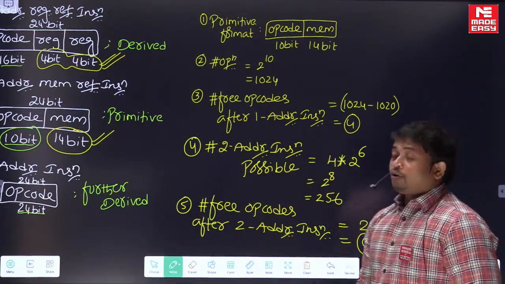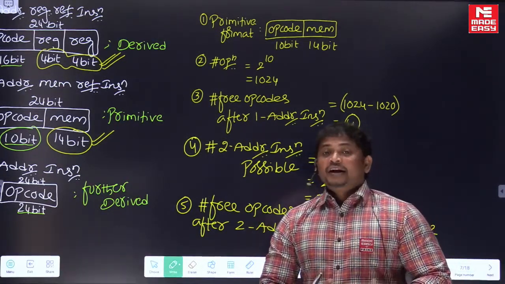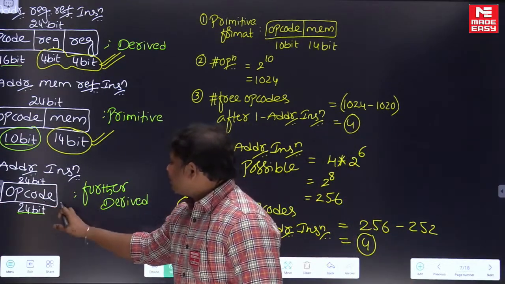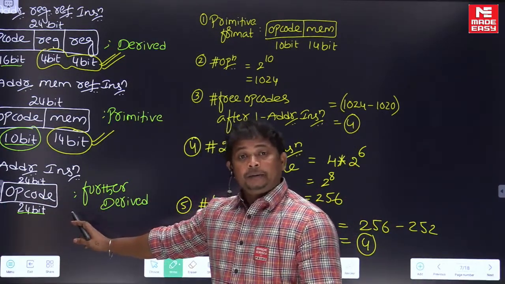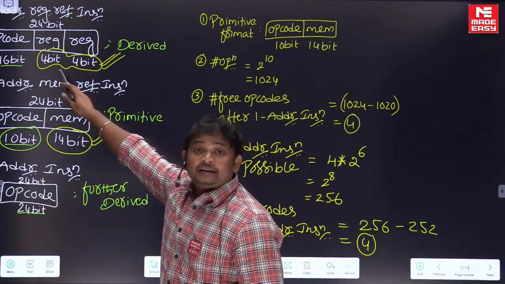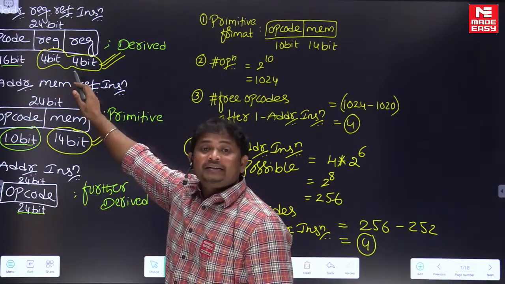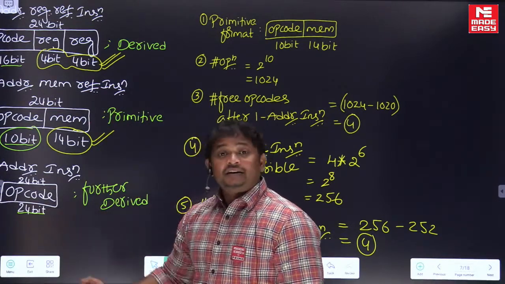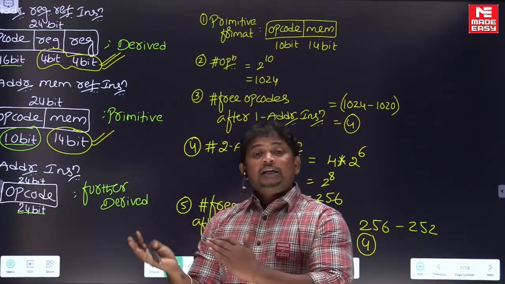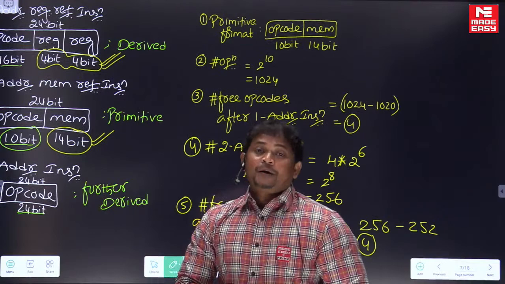These 4 free opcodes are used for 0 address instructions. In the 0 address instruction, there is no address part. But in the 2 address format, an 8 bit address is there. That 8 bit address I don't want in the 0 address format, so that 8 bit address is merged with the free opcode.